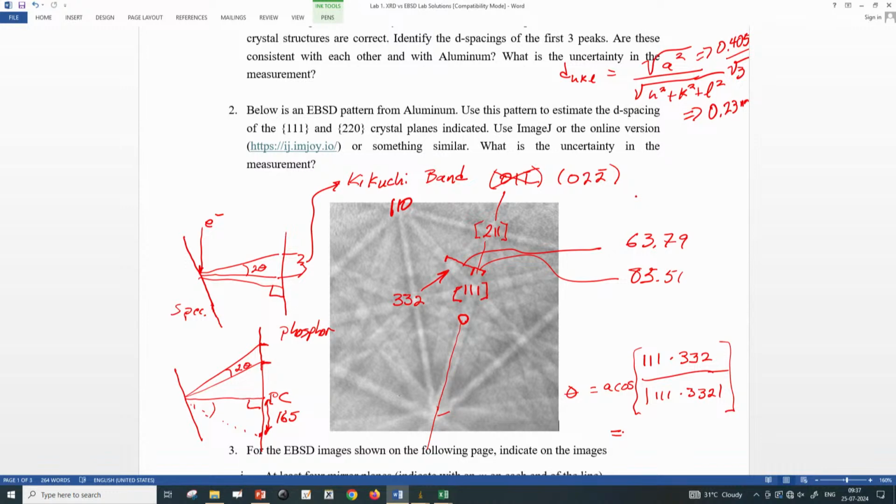I'm waiting for the dot product. I could help a little bit. I know the dot product is going to be 8 divided by the magnitude of 110. Say again? It is 110, not 111. Ah, so that's nay. Thank you.